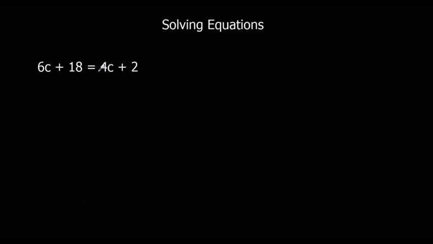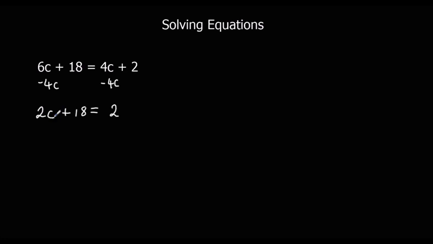Okay, another example. 6c here, 4c here. The smallest one is 4c. So I'm going to take away 4c from both sides of the equation, from the left side and the right side. So 6c minus 4c is 2c. And the 4c's cancel, plus 4c minus 4c is nothing. I've got 2 left here.